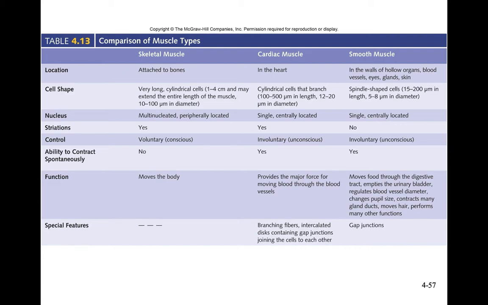Functions of skeletal muscle, it moves the body. It moves our skeleton, it moves our joints, all those sort of things. Cardiac muscle is only a pump for blood. It pumps blood around the entire body. Smooth muscle has a ton of different functions. So the digestive tract we've talked about, the stomach, the intestines, it's going to move food through there from one end all the way to the other. It is also going to empty our urinary bladder that will hold urine within it until we're ready to void. It'll control the size of blood vessels that we've already talked about. It controls the pupil size, but it also will help to contract ducts.